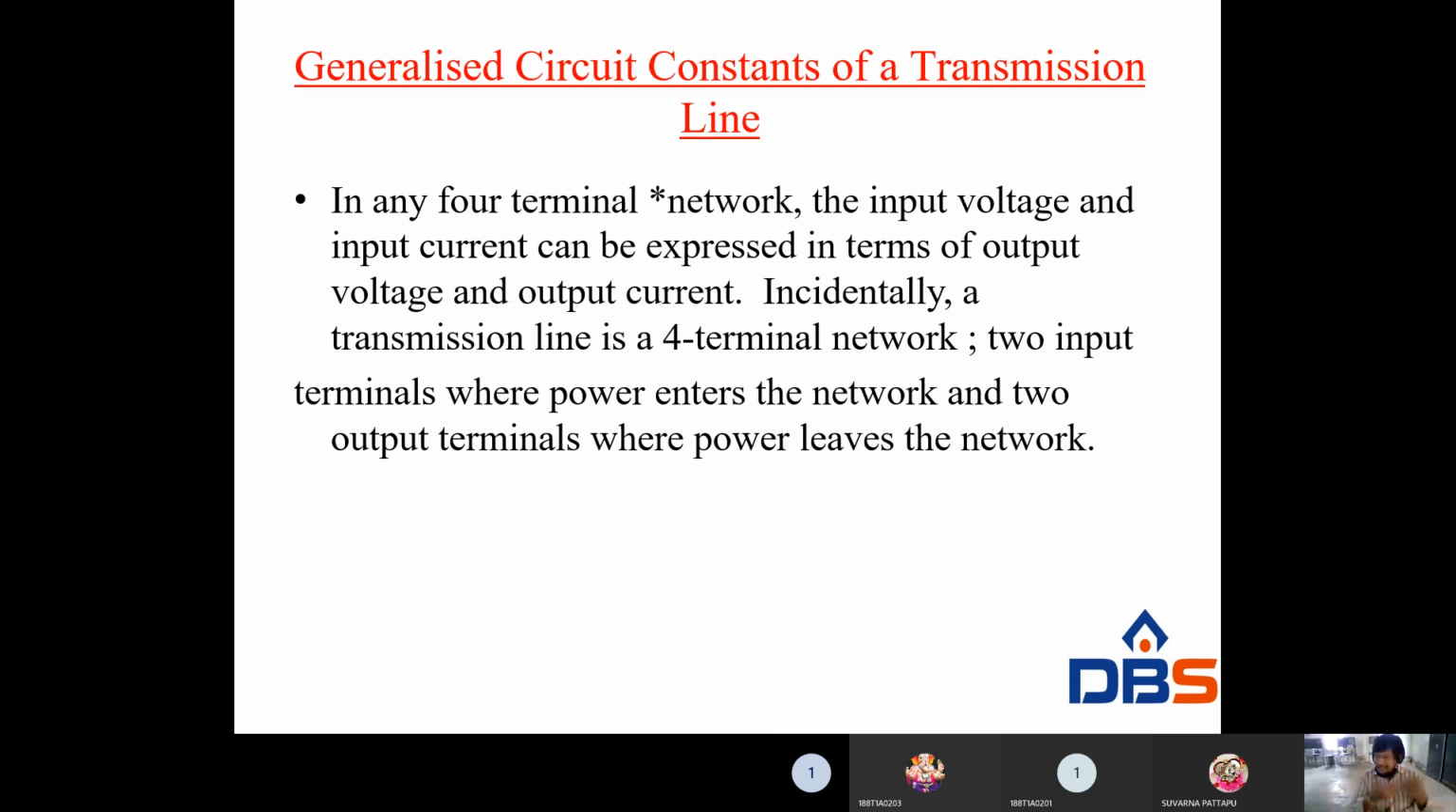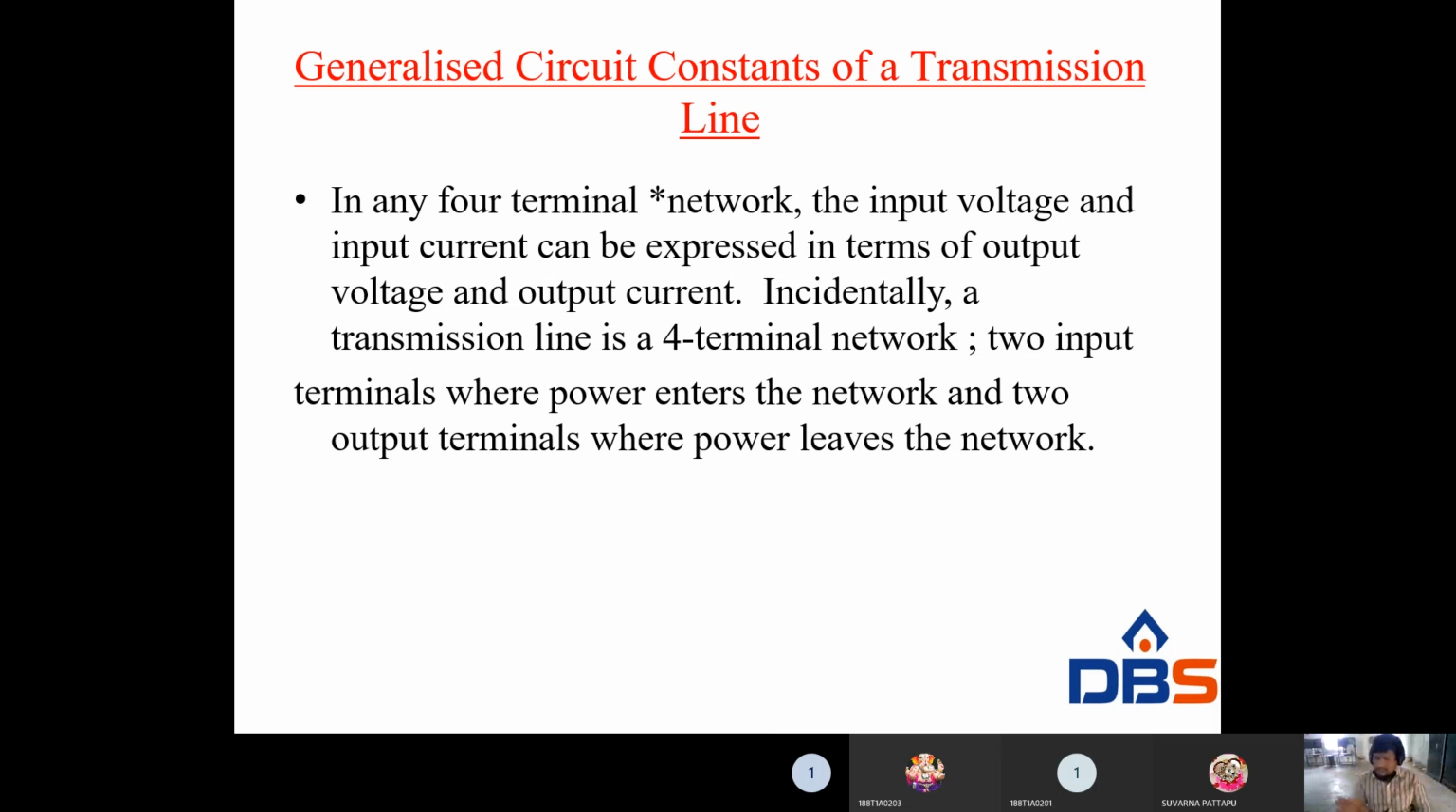Next, coming to the ABCD parameters. Here input parameters are unknown and output parameters are known. That means V1, I1 are expressed in terms of V2, I2. V1 is equal to A V2 minus B I2, I1 is equal to C V2 minus D I2. This is important for our transmission network. That means we know the input values, we don't know the output values. We know the sending end values, we don't know the receiving end values.